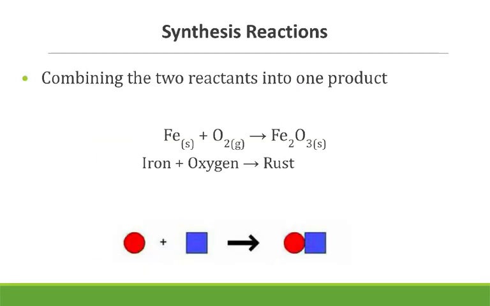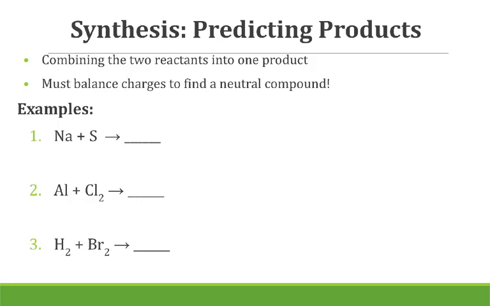there. All right, synthesis reactions. These are the opposite of decomposition. So now we're combining the 2 reactants into one product. So taking those individual elements, and then we need to make sure we are writing a neutral compound when we put those together. All right, balancing charges to find our neutral compound.